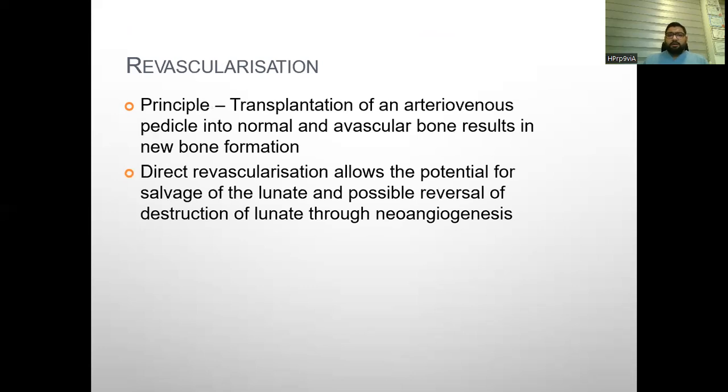So how can we do revascularization? The principle is transplantation of an arteriovenous pedicle into a normal avascular bone, which results in new bone formation. This is the principle of revascularization. Direct revascularization allows the potential for salvage of the lunate and possible reversal of destruction of the lunate through new angiogenesis.